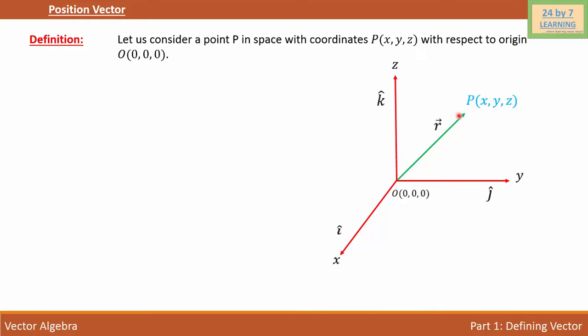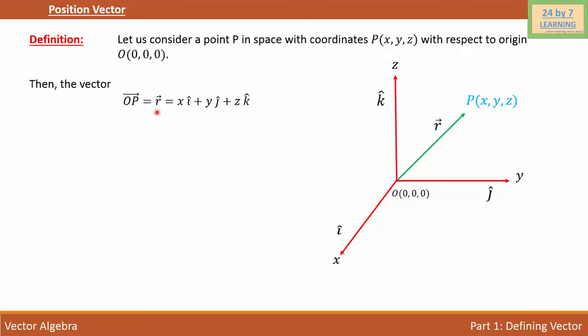So how do I write the vector? In order to write the vector, I can write OP, which is basically vector R right here, equal to xi plus yj plus zk. Technically, I'm writing the x component of the vector with i, the y component with j, and the z component with k, and then I'm adding all those terms together to find the vector OP, which is vector R, where i, j, and k are the unit vectors along the x, y, and z axes.